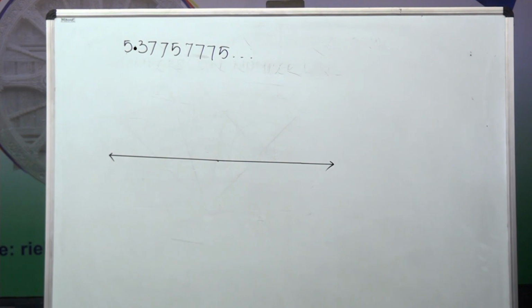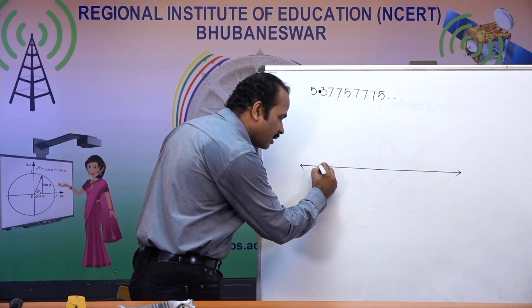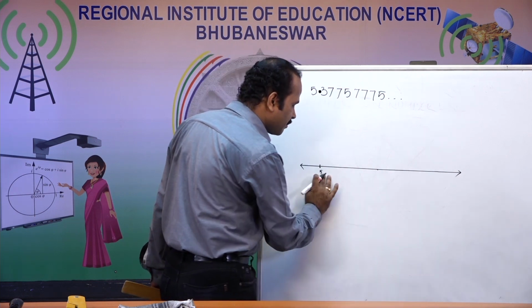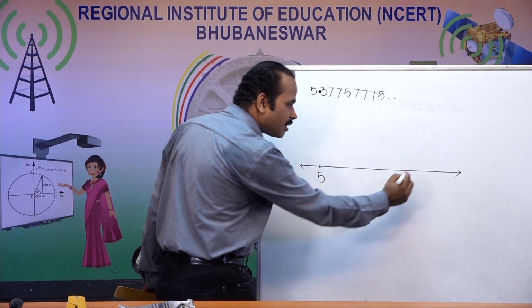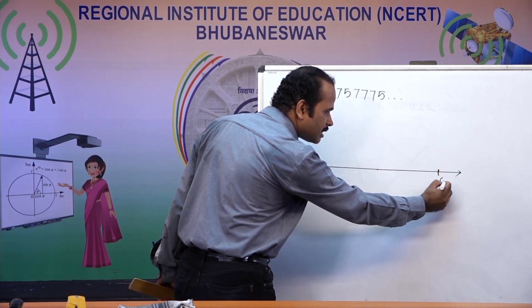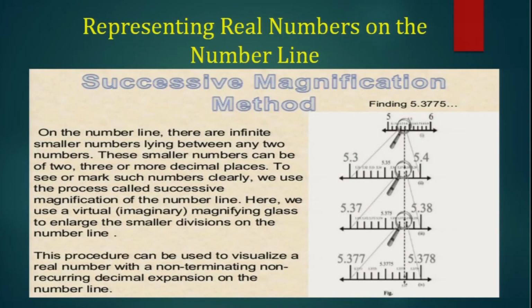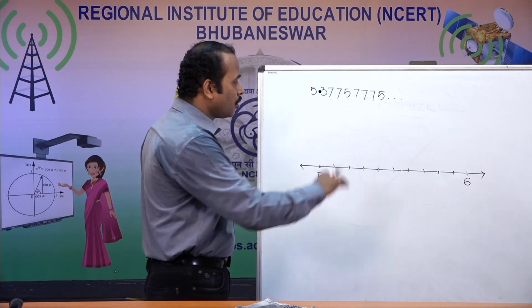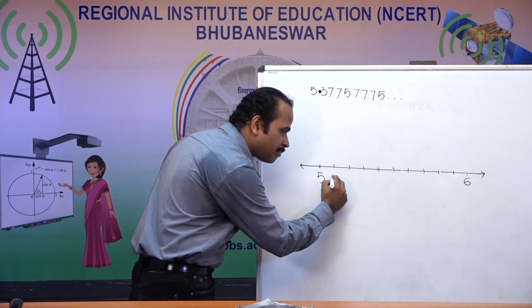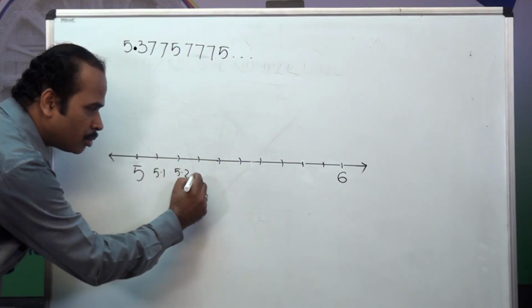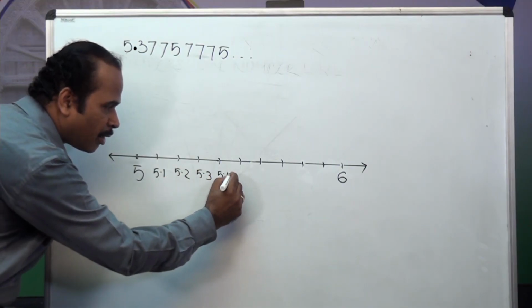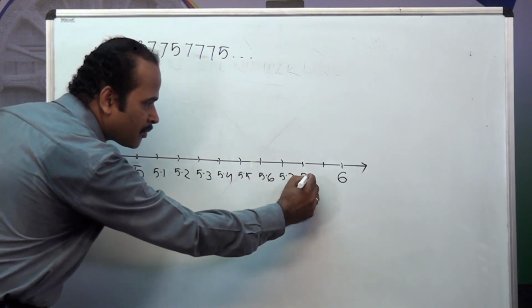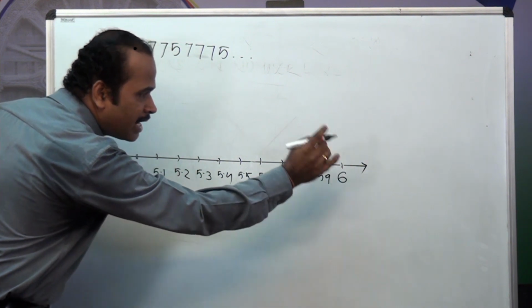In this number line, let me take a point 5 here. This point I have selected as 5, and here I will select a point 6. So I have selected the points 5 to 6. Then I divided it into 10 equal parts. From these 10 equal parts, let me name them: 5.1, 5.2, 5.3, 5.4, 5.5, 5.6, 5.7, 5.8, 5.9 and 6.0.